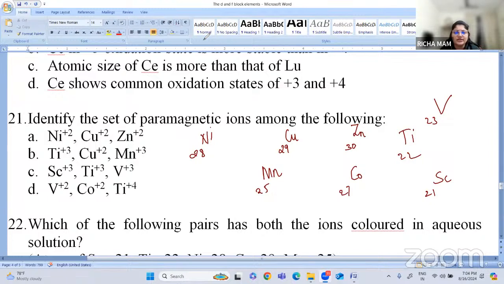Sri Varuni has answered as B. Akila has answered as B. Okay. So now here, when you write the electronic configuration in nickel +2, it will be 3d8 here. And copper in its +2 state, it will be what?